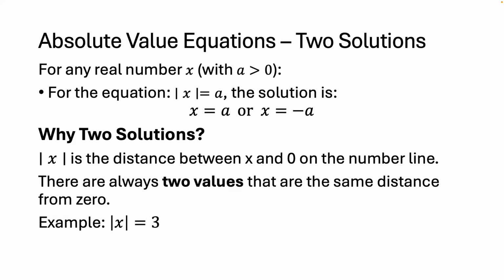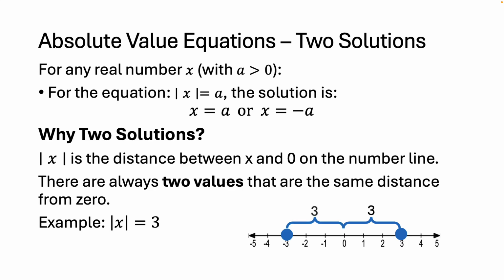For example, let's look at the equation the absolute value of x is equal to 3. On a number line, we're looking for values of x that are a distance of 3 units from 0. This would be like the number 3. 3 is 3 units from 0. And also negative 3 is 3 units from 0, but in the opposite direction. So in this case, the solution to this equation is x equals 3 and x equals negative 3.